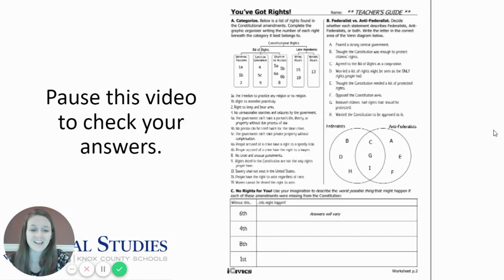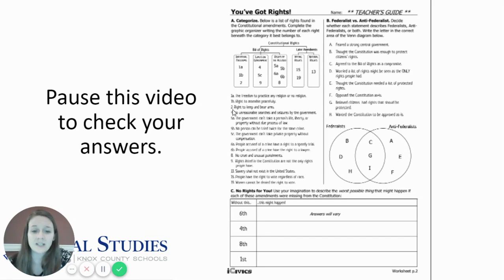Welcome back. Now that you've completed the You've Got Rights and Road to Civil Rights activities, we'll go ahead and discuss the answers together. First, you had to find the rights that were in amendments and categorize them in these different sections. 1A says the freedom to practice religion, any religion or no religion, goes in this section under Bill of Rights, under individual liberties, individual freedoms. 1B, the right to assemble peacefully, also goes in this individual freedoms section.